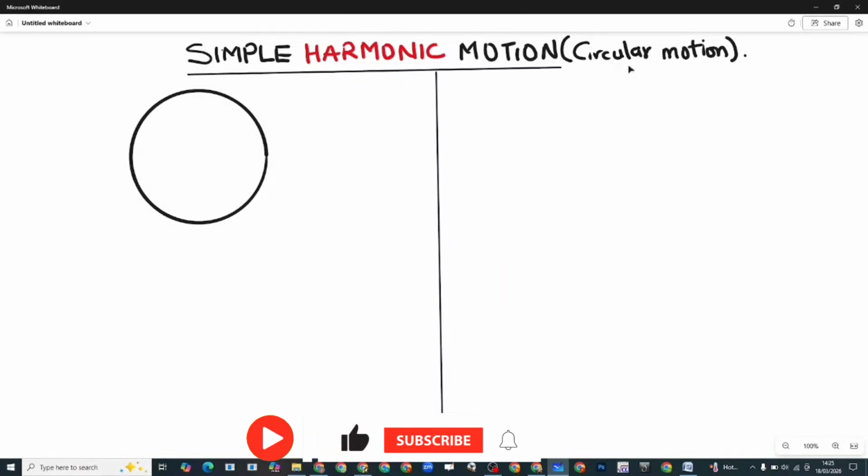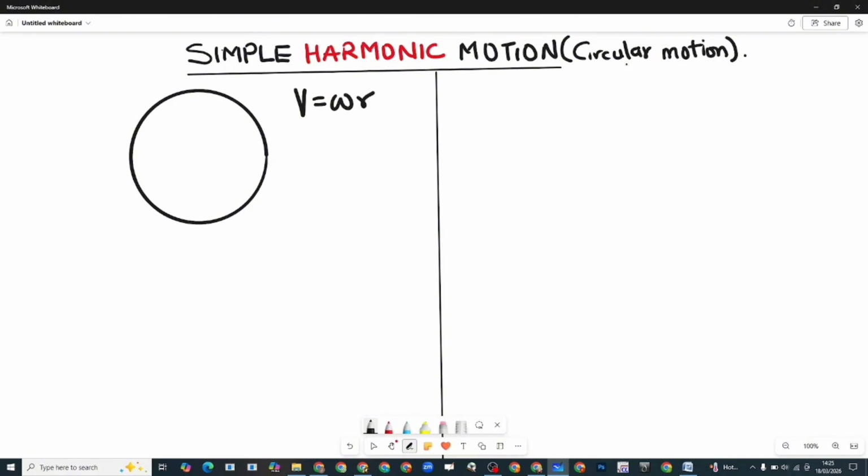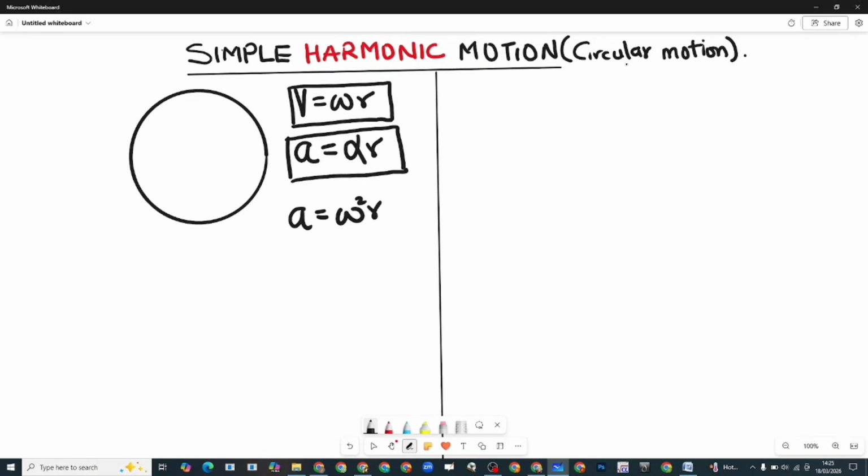Alright guys, so let's talk about simple harmonic motion or circular motion. First of all, we're going to look at the proof that relates linear velocity with angular velocity. And then we'll also look at the proof that relates linear acceleration with angular acceleration. We'll also look at the proof for linear acceleration with angular velocity. With these three formulas we're good to scale with the introduction to simple harmonic motion as regards circular motion. So let's drop right to it, how to get the relationship between them.